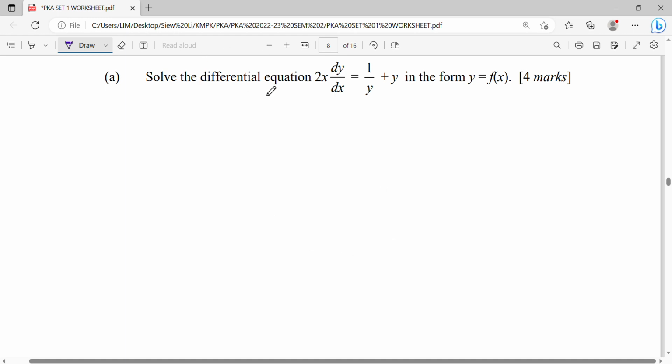Solve the DE 2x dy/dx = 1/y + y. Solve for y in terms of x.